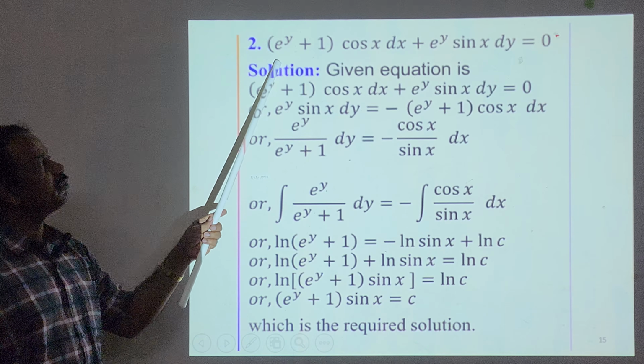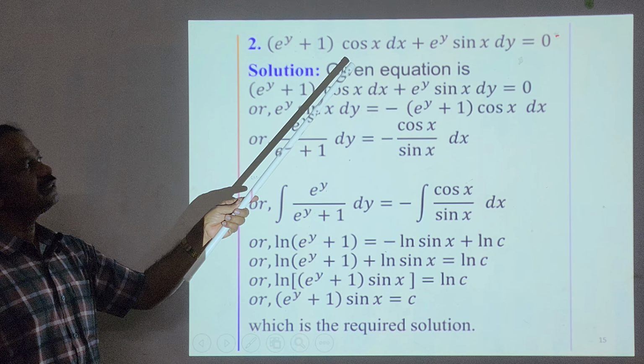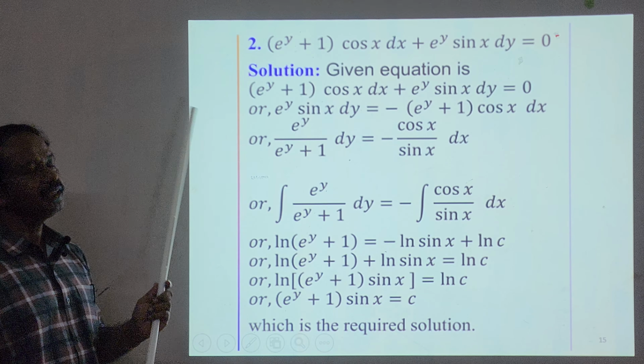Now we'll go for e to the power y plus 1 cos x dx plus e to the power y sin x dy. We are going to solve this. As usual, I have written the same thing and brought this term to the right hand side. The e power y term, I am going to bring to the left hand side as a denominator. This term involves only x, and I have brought this term to the right hand side, and it involves only x.